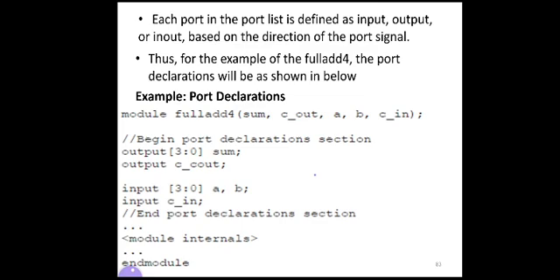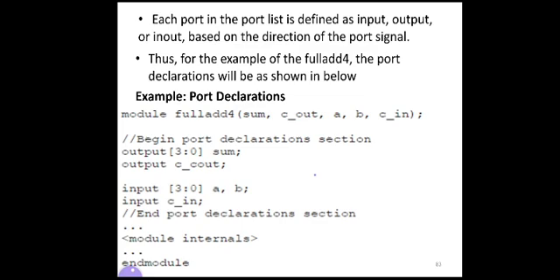For full add 4, sum has 4 bits, that is sum 0, sum 1, sum 2 and sum 3. Instead of declaring 4 different sum variables, you can declare sum as a vector 3 down to 0. Here 3 is the most significant bit and 0 is the least significant bit. So output 3 down to 0 sum is an output port. Then you have one more output port, that is cout, which is a scalar. So output cout. Now the output ports are declared.